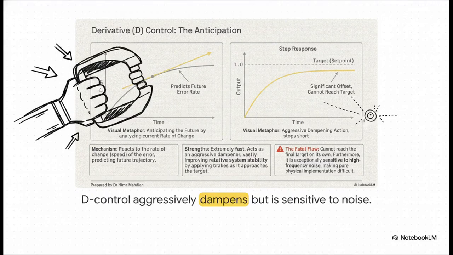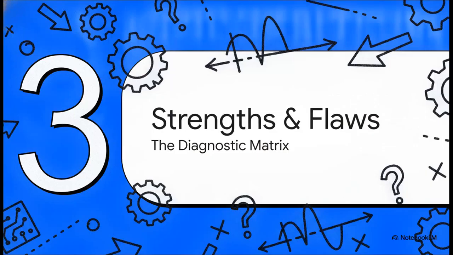The D control acts like a set of highly aggressive brakes. By predicting the future trajectory, it vastly improves stability by dampening the system as it approaches the target. But, and it's a big but, its fatal flaw is that it can't reach the final target on its own. Plus, because it's reacting to the tiniest sudden changes in speed, it is exceptionally sensitive to high-frequency noise. Think of a jittery sensor. D absolutely hates that.